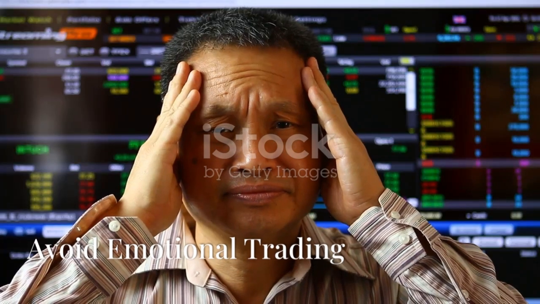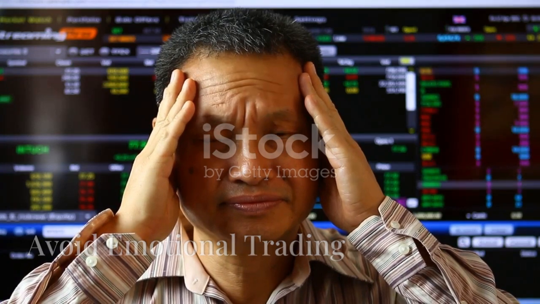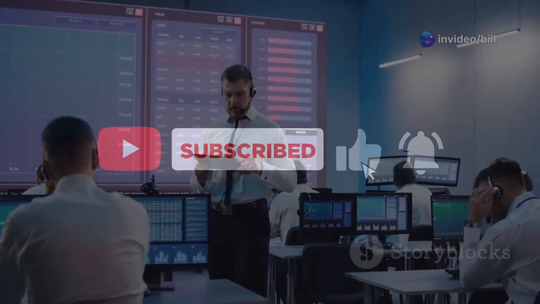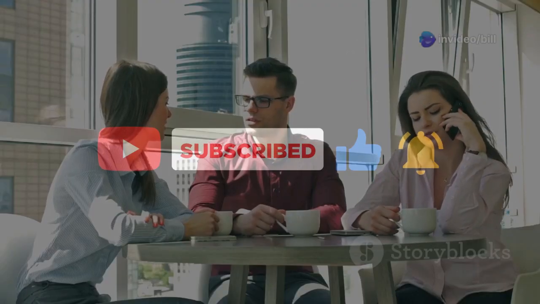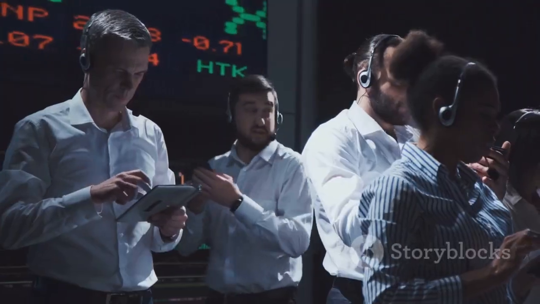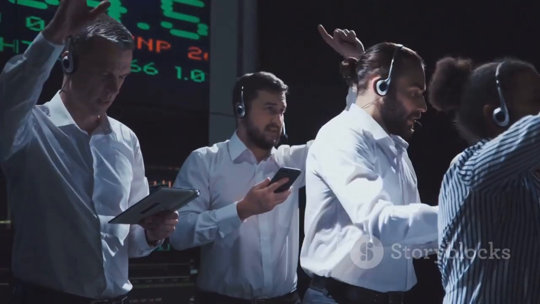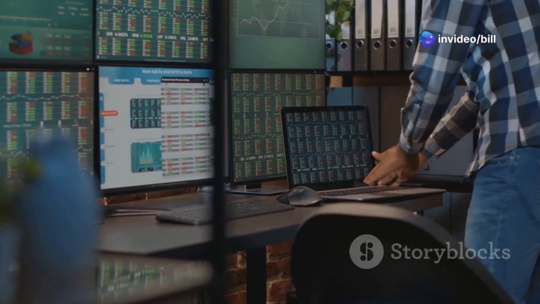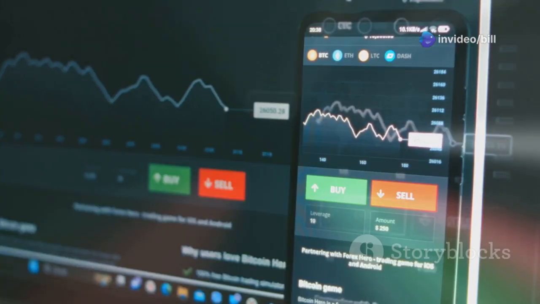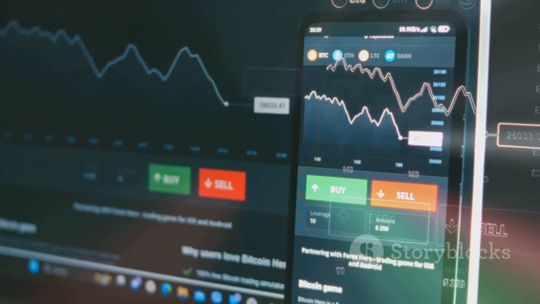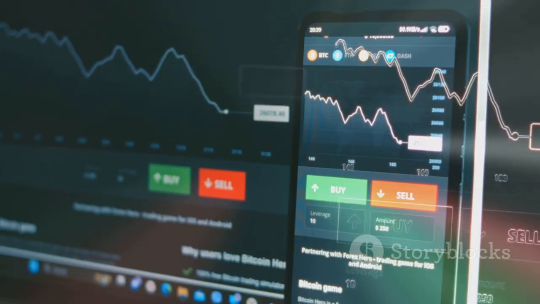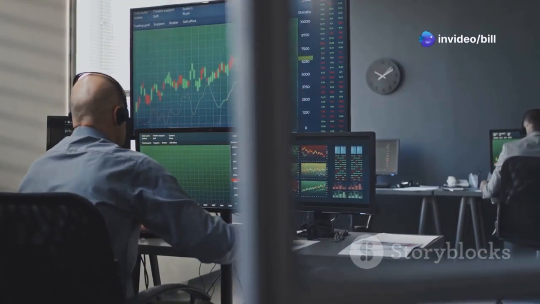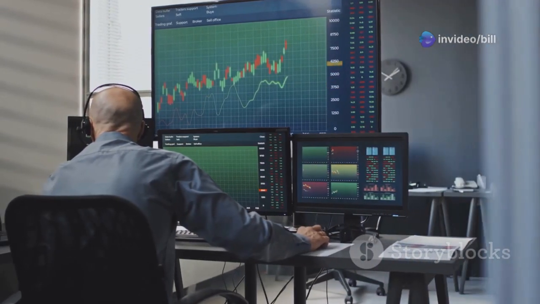The number 2 pro tip is have a clear trading plan. A well-defined trading plan is your roadmap to success. It should include entry and exit strategies. Decide when to buy and when to sell based on specific criteria like price levels or technical indicators. Also, risk management rules. Determine how much capital you're willing to risk on each trade. Typically, traders risk 1 to 2% of their capital per trade. Also, profit goals. Set realistic profit targets to avoid emotional decisions driven by greed.